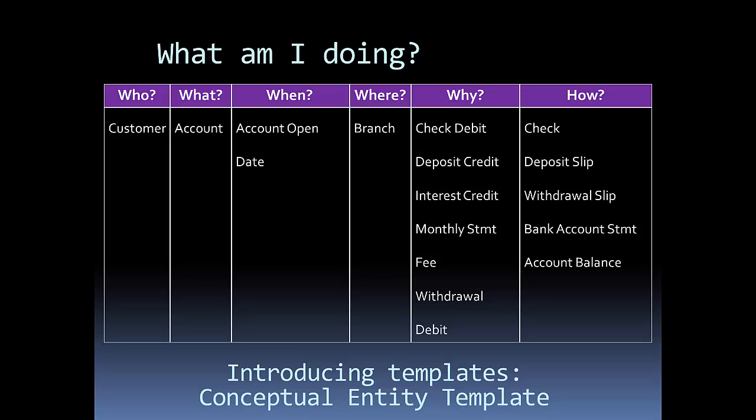Where includes everything to do with location. It could be actual locations like warehouses and branches. It could be virtual locations like websites. Why captures the notion of an event or a transaction, like check debits, deposit credits, orders, credits, that sort of thing. And how captures the paper trail that documents the why. So if there's an event that takes place, somebody cashed a check, the how is because there was a check written. That was the paper trail. So this template here can help anybody quickly scope the concepts that would appear in a conceptual data model.